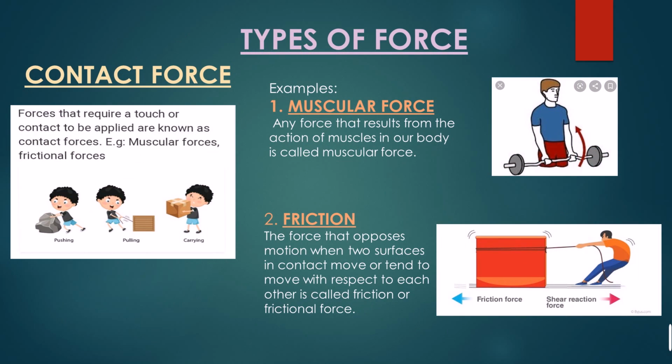There are basically two types of forces. Contact force, which only acts when there is direct contact between the two bodies. Example, muscular force and frictional force. Muscles will only exert force when we directly touch the body. Frictional force will only come into action when there is direct contact between the object and the surface on which it moves.